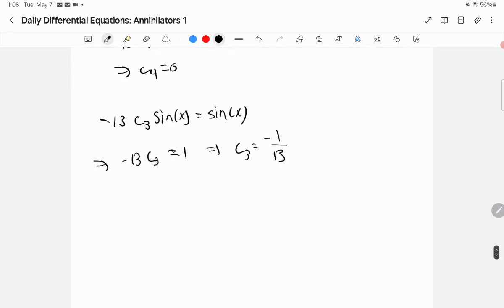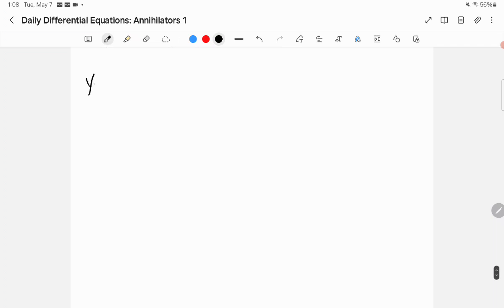And so now I can go back and finish up my solution. y is going to be c1 e to the 2x/3 plus c2 e to the minus 2x/3, plus, actually minus, because of the minus 1/13 there, minus 1/13 sine of x. And that will be my solution.